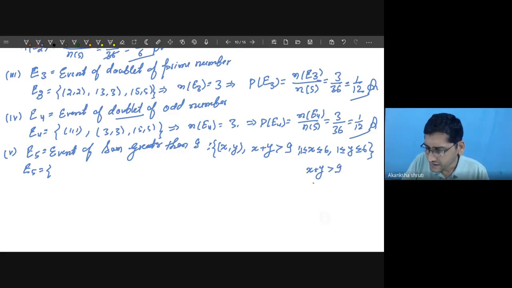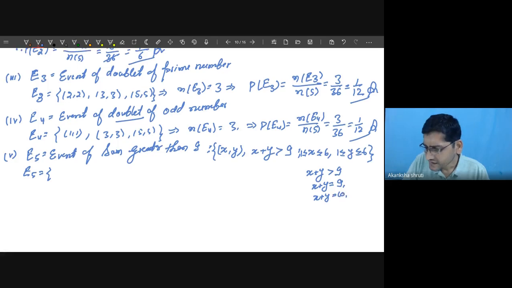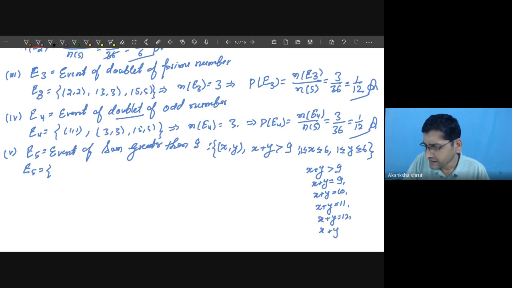It means x and y are always integers. The sum can be 9, it can be 10, it can be 11, it can be 12, it can be 13, it can be 14, and so on. Up to how much shall we go? Up to 100 or 200? How long shall we go?